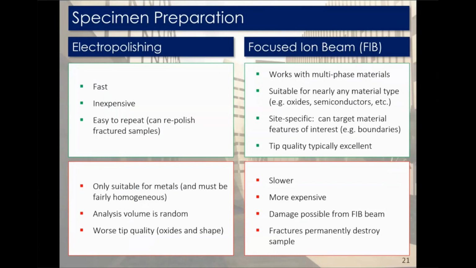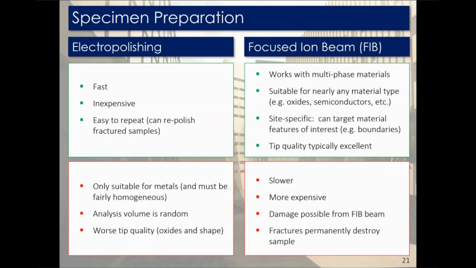Whereas with FIB, since we're only extracting a small amount of material, a couple of microns that we're putting on the tip and then sharpening down to be even smaller than that, if we do have a fracture, the specimen is pretty much gone. So you get as many repeats as samples you make with your original lift-out.